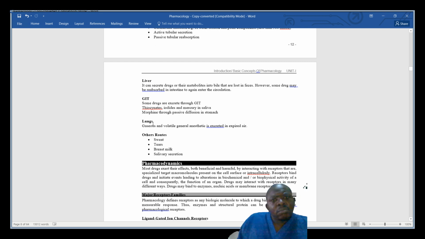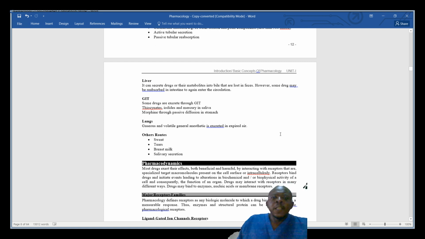So the other routes of drug elimination are the lungs. Gaseous and volatile general anesthetic is excreted in expired air. So as we are breathing out, volatile general anesthetics can be released. They can be eliminated through the air that we are expiring.